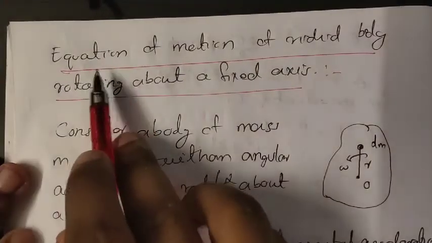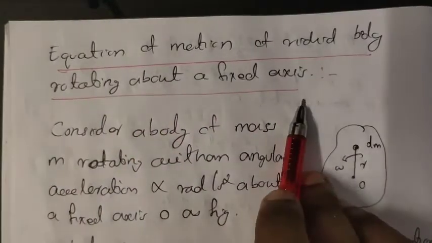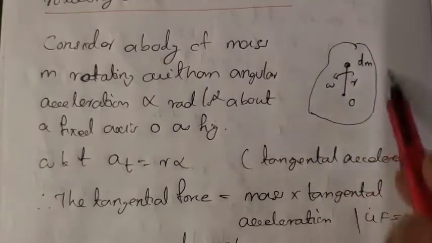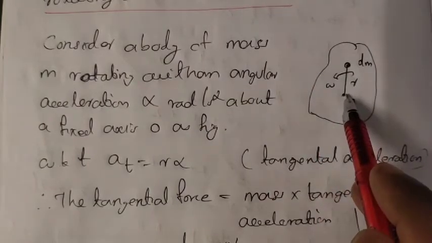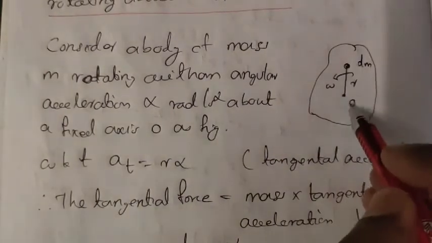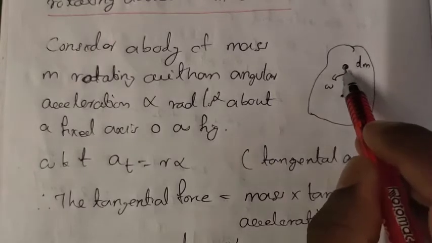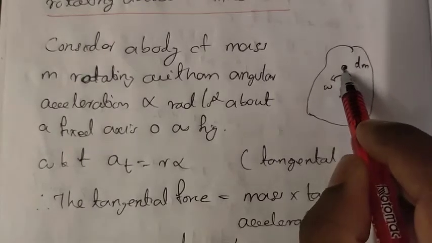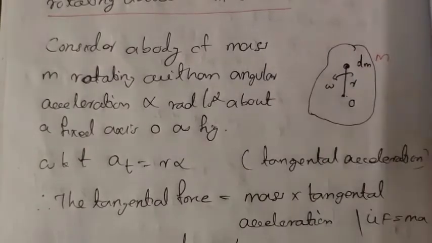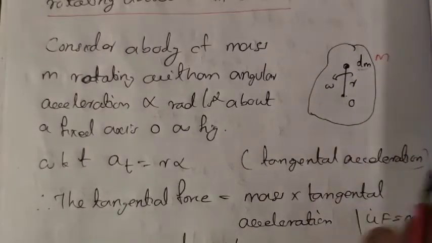Next topic is the equation of motion of a rigid body rotating about a fixed axis. First of all, we consider a body of mass m rotating about an axis, at a radius r with center O. We take an elemental mass dm from the total mass m.